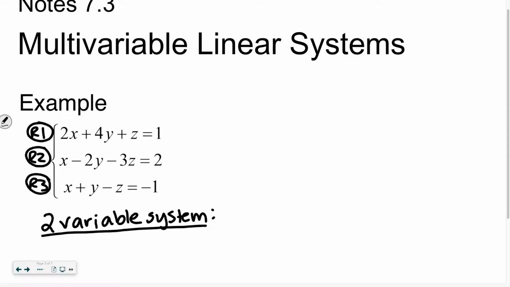How would you eliminate Y in row 1 and row 2? Multiply by 2. So the X's wouldn't eliminate. Yeah, but that would be awesome if they did. Okay, could you eliminate Y pretty easily? Yeah, does anybody want to make an argument for a different variable? X, why would you choose X?